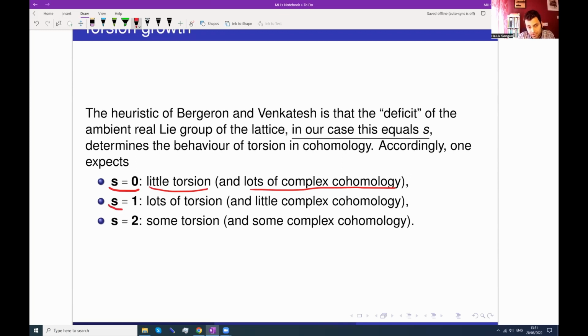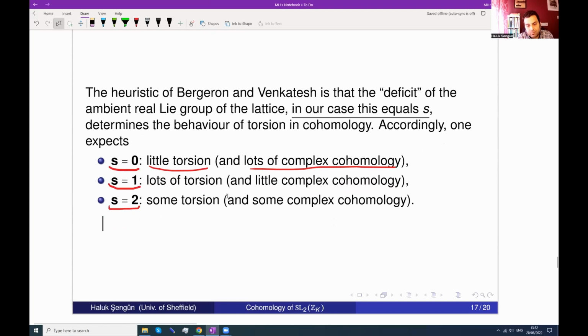The next situation is deficiency one. This is our one complex place situation. Here you expect lots of torsion, just as in the case of Bianchi groups, and little complex cohomology. And that's exactly what we see in Bianchi groups. In the case beyond that, it's a little bit of both. It's really hard to make precise, but that's the heuristic.